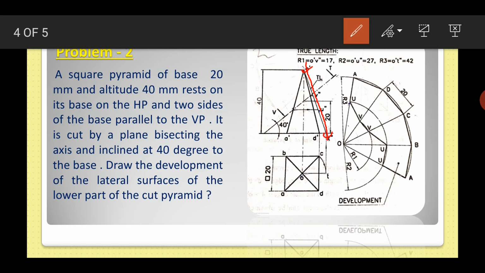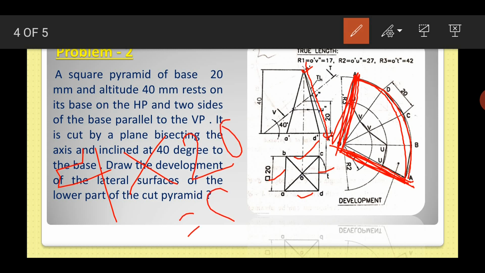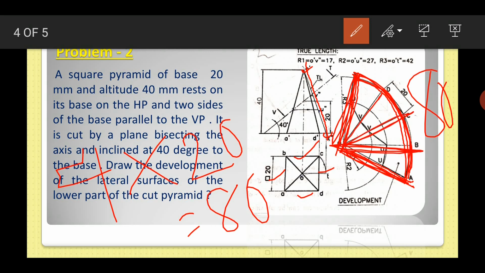Now we will have to draw a development like this. The length from here is the true length actually. Now how many parts are there? 1, 2, 3, 4. So 4 into 20 is equal to 80. So this total length should be 80, because we are going to cut these parts into 20, 20, 20 and 20.